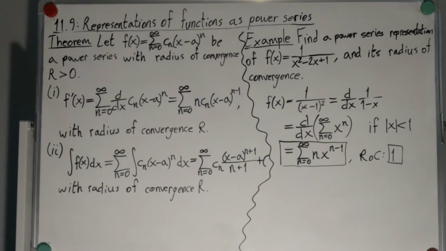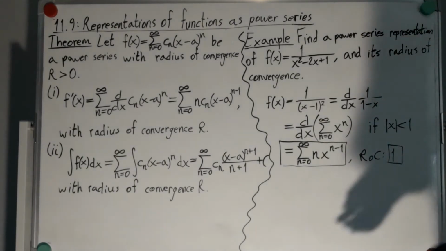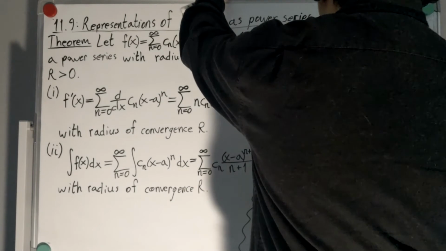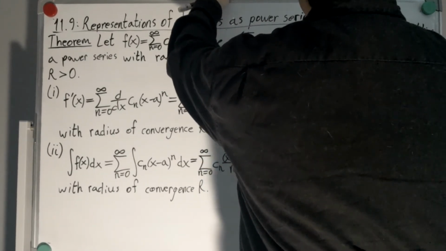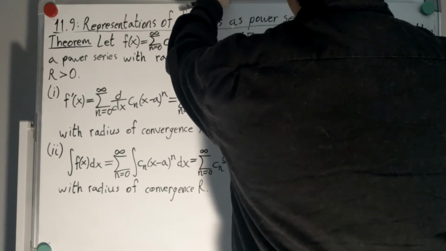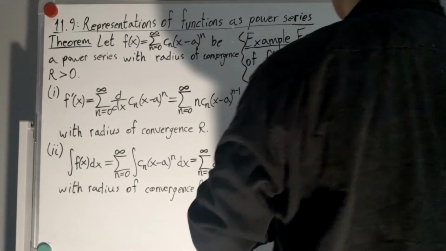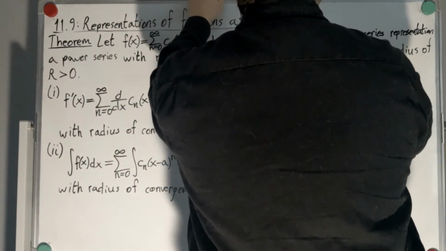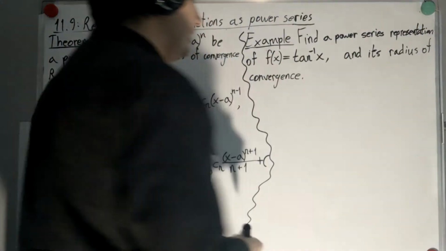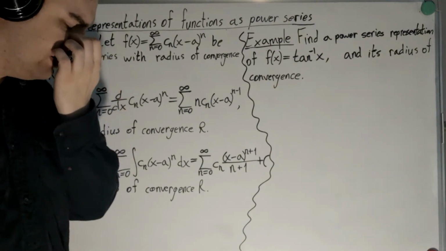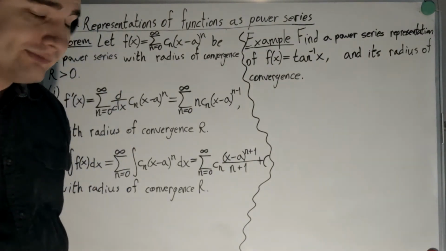Why don't we take a look at another example. Suppose we want to find a power series representation for the arctangent of x. Some of you might already see where this is going. So if we have f of x equals arctangent x, we want to find its power series and the radius of convergence for that power series.